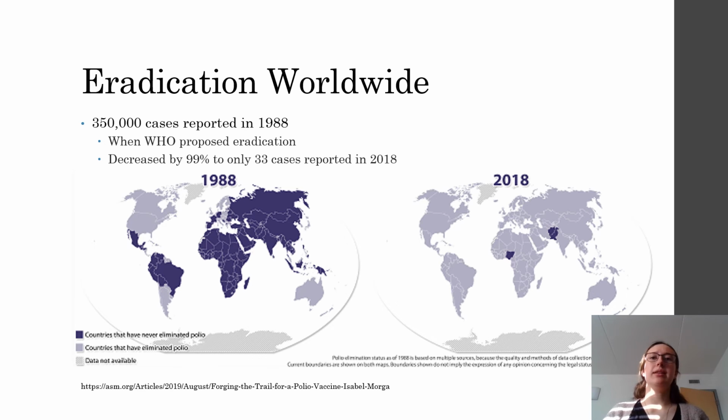But since 2018, polio has actually been eradicated from the African continent. So the only 2 countries remaining where polio is endemic are Afghanistan and Pakistan. And this is the area that we will continue to zoom in on in the next slide.